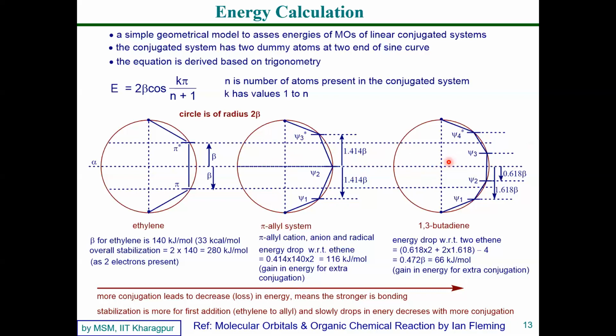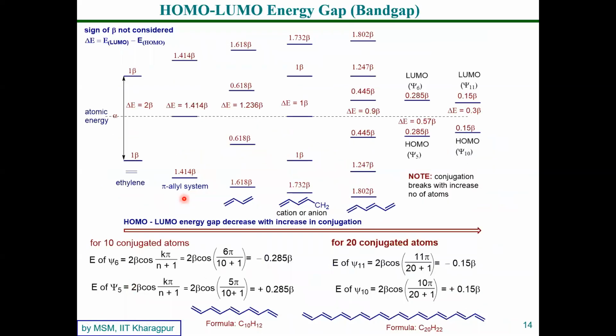But it does decrease with more conjugation, and the amount decreases with the number of atoms added. We get the most effect for the first one, then the second one gets the second most effect, just lower than the effect for one atom, then with two atoms it decreases a bit, and so on. So stabilization is more for the first addition, and then slowly decreases with more conjugation. Now we can use the equation we already have. Ethylene we have discussed, the pi allyl system we did, and also 1,3-butadiene. Now you can add one more.